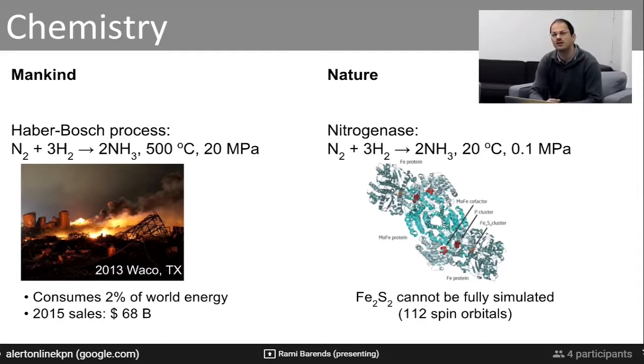Now, the Haber-Bosch process is one of the important reasons why we're able to balloon to a world population of 7 billion without an increase in arable land. So it's a very important process. Nature, on the other hand, uses an enzyme, nitrogenase. It fixates nitrogen at ambient temperatures and ambient pressures. And at its center is an iron sulfide core. Now, iron disulfide is an element which, if you want to perform a full simulation, we can't do that. So we can look at it, we can be in awe of it, but we can't replicate it for ourselves.